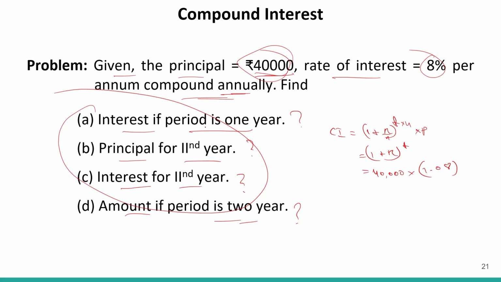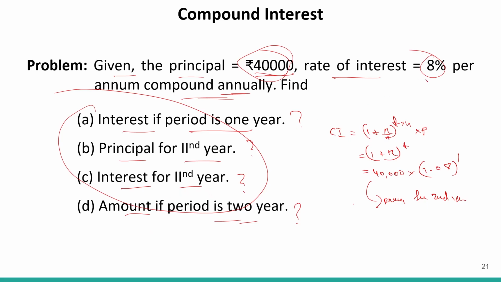Okay, so interest period is 1 year. So if interest period is 1 year, it will be 1. If it is 2 years, so principal for the second year will be what? This will be the principal for the second year.